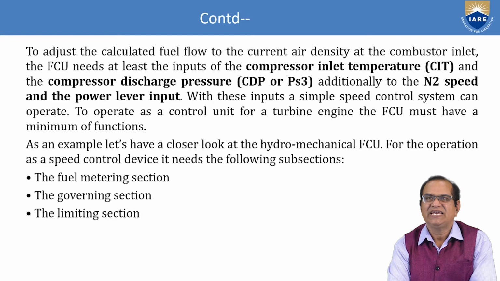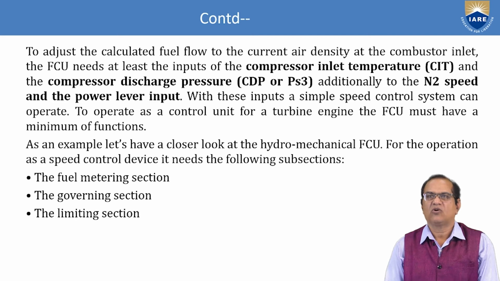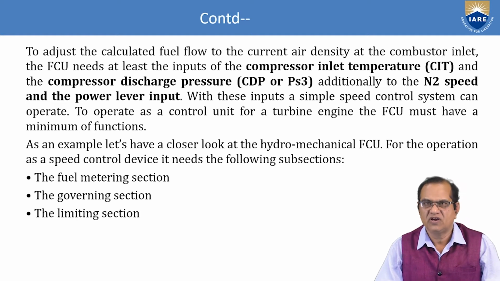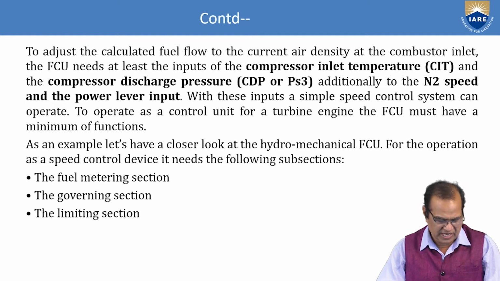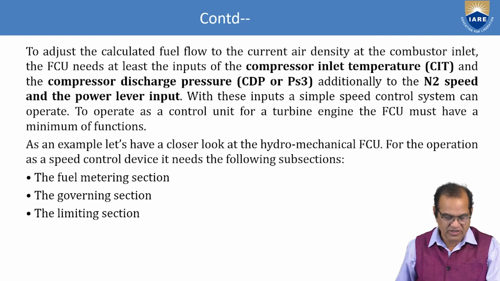To operate as a control unit for a turbine engine, the fuel control unit must have a minimum of functions. As an example, let us have a closer look at the hydro-mechanical FCU for the operation and speed control device. It needs the following subsections: the fuel metering section, the governing section, the limiting section. So, these three subsections are required.